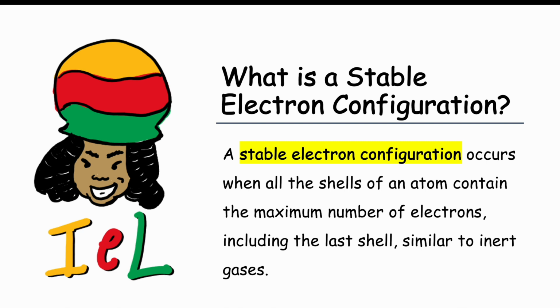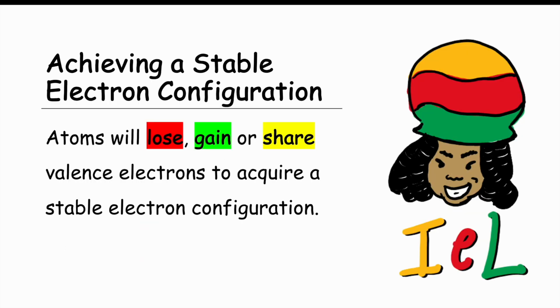A stable electron configuration occurs when all the shells of an atom contain the maximum number of electrons, including the last shell. And so overall, the atom now acquires an electron configuration that is similar to an inert gas. So how do atoms go about obtaining a stable electron configuration? They will do one of three things. The atoms will either lose, gain, or share valence electrons to acquire a stable electron configuration. This will become clearer when we explore the different types of bonds in the upcoming lesson.